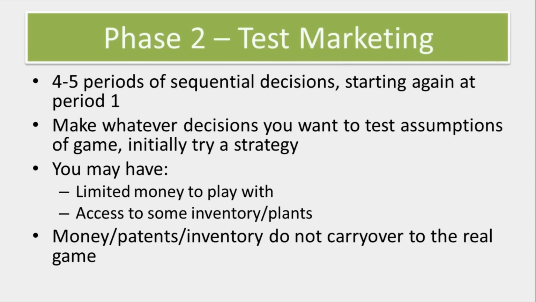Okay? The second phase is the test marketing phase. So again, you'll do 4 or 5 periods of sequential decisions. You'll start at period 1, and you can make whatever decisions you want to try and test the assumptions of the game. You may even wish to initially try a strategy. Okay, so in other words, if you're going to decide to produce one of the components in the game, you may wish to open a plant for that particular component product, produce a little bit, see how much they cost, and then maybe try selling that component on the open market or to other teams. Okay, you'll probably have a little bit of limited capital to play with, and you may be provided with some initial inventory or plants in order to speed things up.